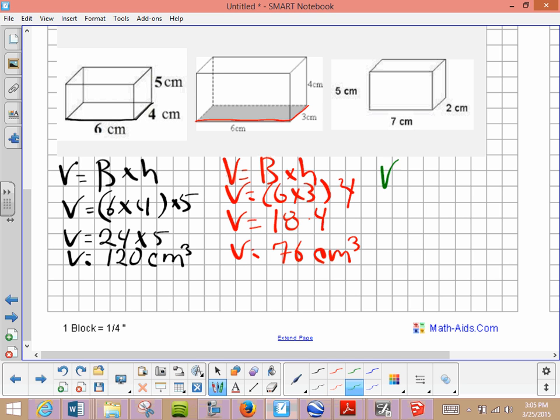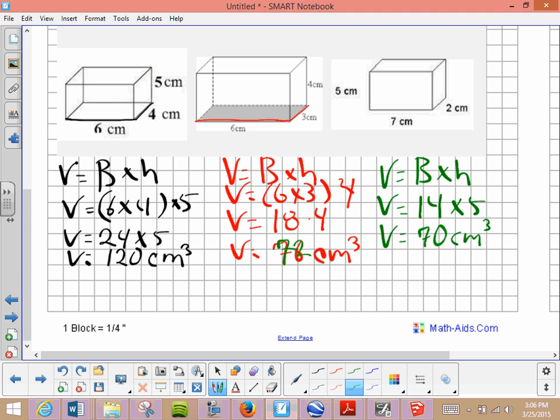And the last one is super easy as well. And you're like, oh, this is so easy, I do them with eyes closed. Yes. I want you to get used to the idea. All right, 7 times 2 is 14 times 5. What does that give me? 70 centimeters cubed again. All right, so those are fairly easy, right?